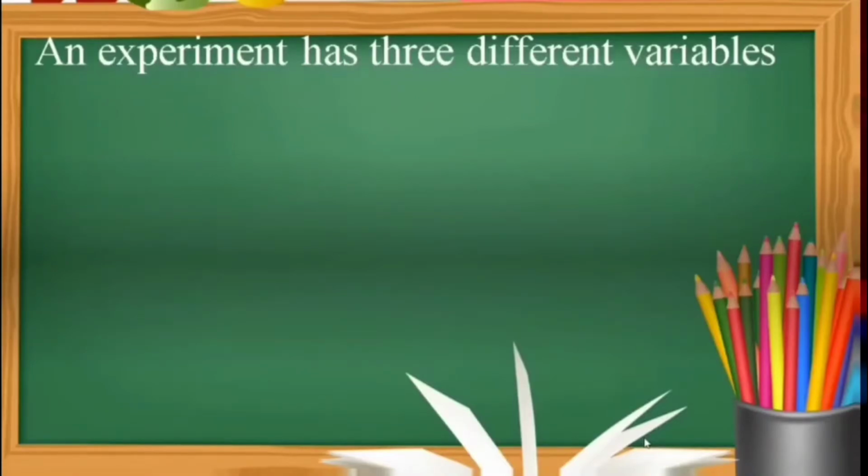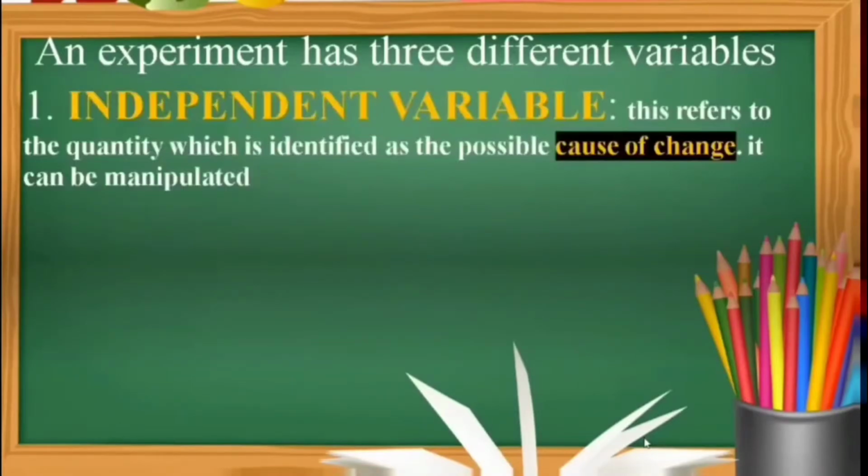The 3 factors or 3 variables are: number 1, the independent variable. This refers to the quantity which is identified as the possible cause of change. It can be manipulated. This is the factor that you, as the experimenter, manipulated or changed so that you will get the answer to your problem.